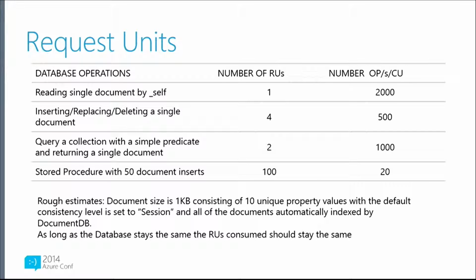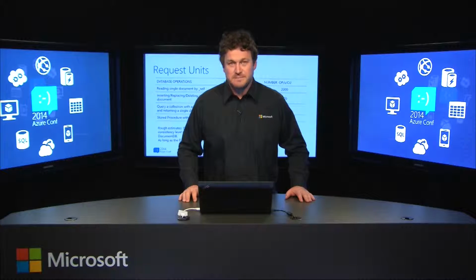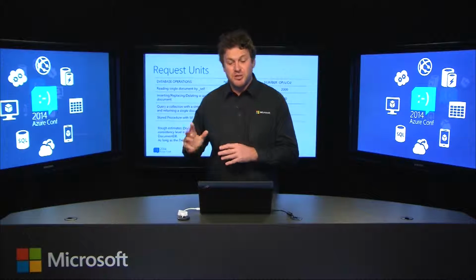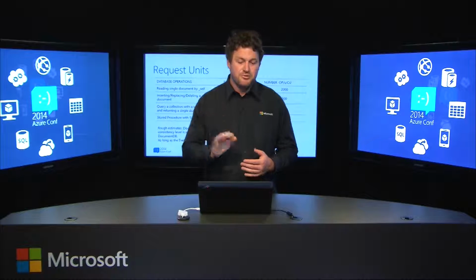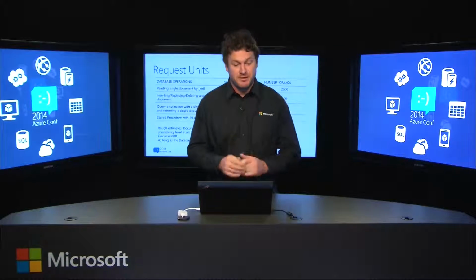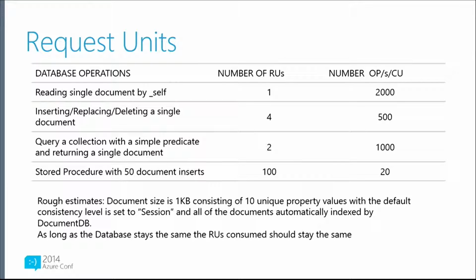Going up from there, if we think about things like inserting, replacing, deleting a document, they're going to rip through 4 request units. So, whereas we could do 2,000 self-link reads, we can only do 500 insert, replace, deletes for the same amount of capacity. Querying a document out of a collection using a simple predicate query is going to consume 2 RUs. So again, half the throughput that we'd get if we were just using that self-link.